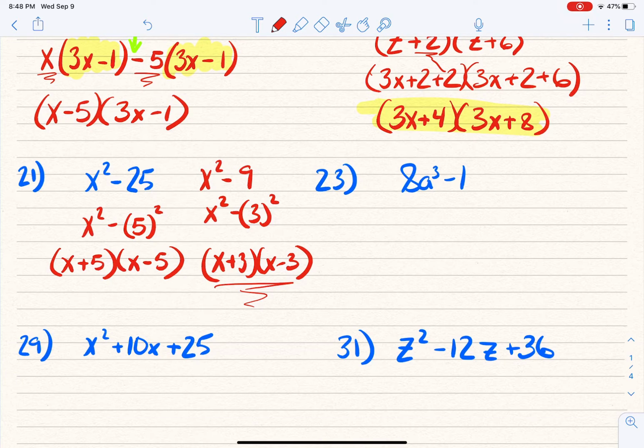Now, it would not be a big deal if you wrote x minus 5 times x plus 5. That, of course, wouldn't matter at all. We're just changing the order of our multiplication, and that's no big deal.